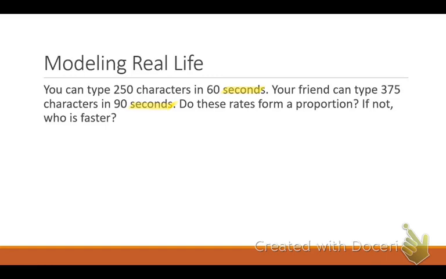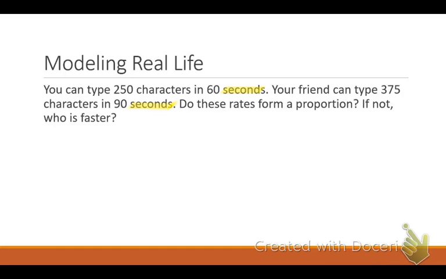Put them into ratios. I guess it would be rates. Find your unit rate for both. So you can see, one, if it's the same unit rate, yes, they form a proportion, but you can also see who is faster. Okay? So, yes, for a proportion, you would set them equal to each other.